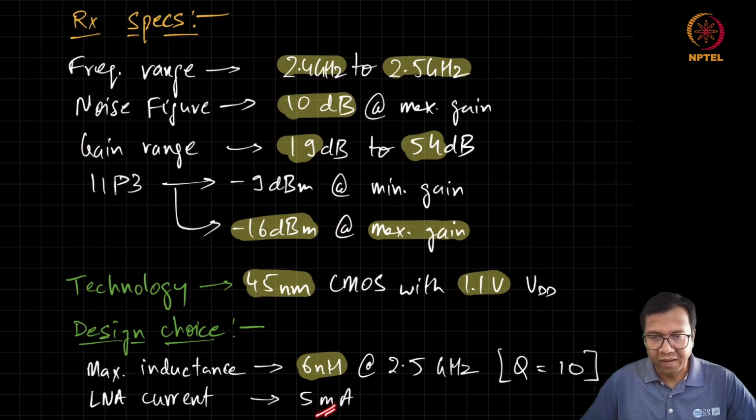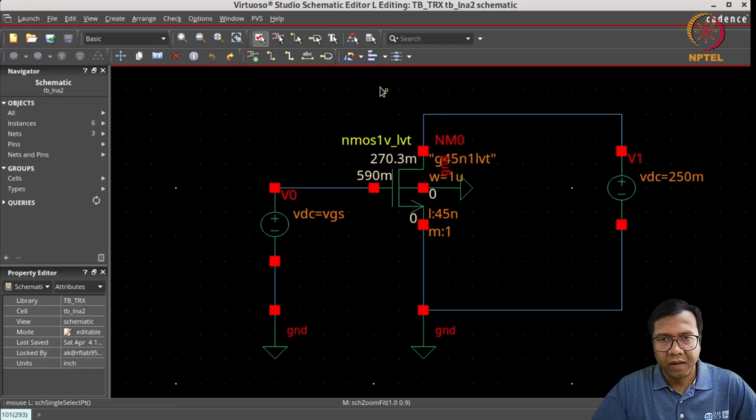Also, we are budgeting a current of 5 milliamps for the LNA. So this is going to be a power constrained design. So we'll try to see what is the best noise figure we are able to achieve while meeting the linearity spec and consuming 5 milliamps from 1.1 volt supply. So now we are going to design an LNA for the given receiver specification. And we are going to choose the inductively degenerated common source amplifier topology for the LNA design.